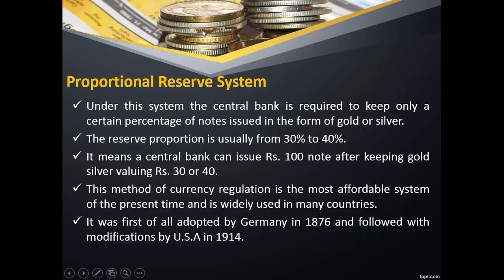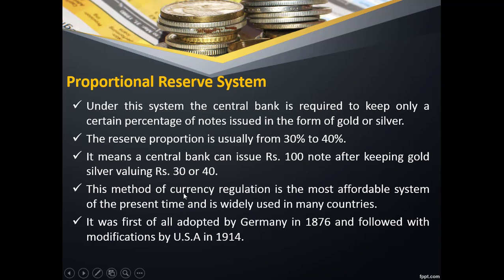Okay, now look at this over here. Come into detail. Again, under this system, the central bank is required to keep only a certain percentage. The reserve proportion is usually from 30 to 40%. It means a central bank can issue, again I am repeating what I just explained, that if the bank is issuing 100 rupees, it's a very small example, then the central bank needs to keep the reserve valuing 30 or 40 rupees. And the reserve could be gold or silver.